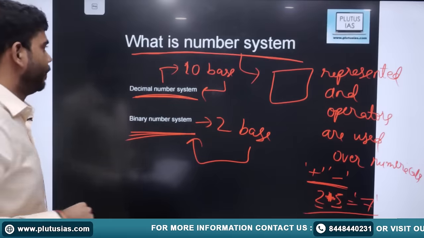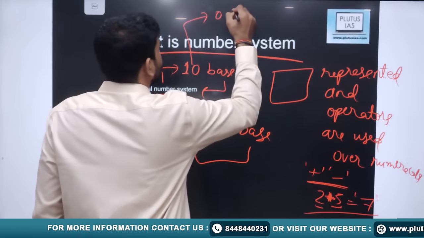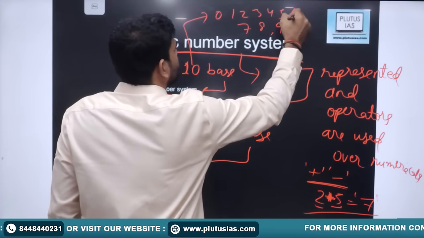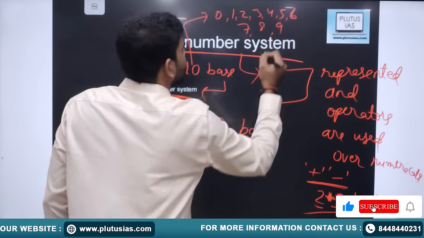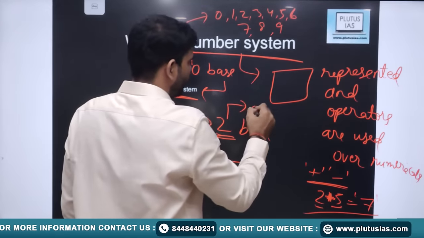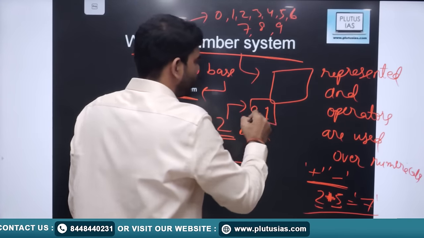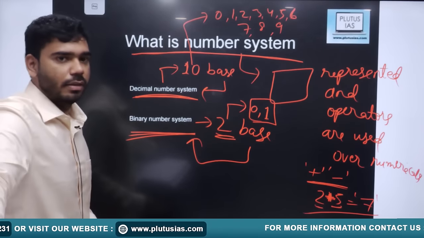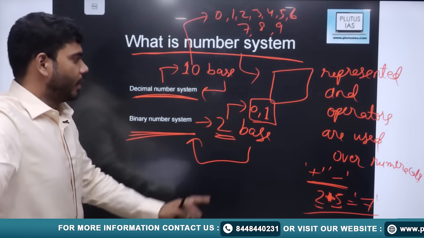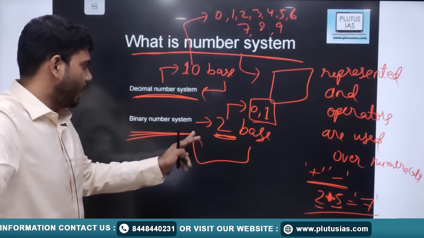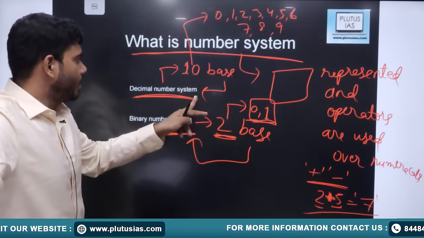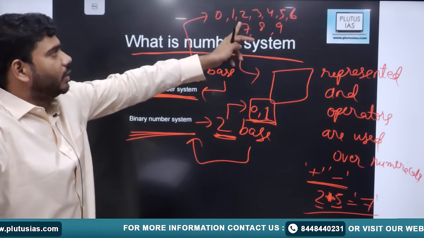In base of 10, we will be using the digits 0, 1, 2, 3, 4, 5, 6, 7, 8 till 9. So we will be using all these digits in decimal number system. In binary number system, since we have base of 2, we will be using only 2 digits. The number of digits in any number system is equal to the base of the number system. So the base of binary number system is 2, that's why we only have 2 digits here, 0 and 1. Base of decimal number system is 10, so that's why we're using 10 digits here, 0 to 9, right?